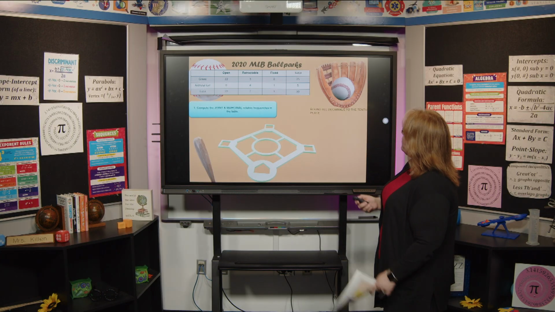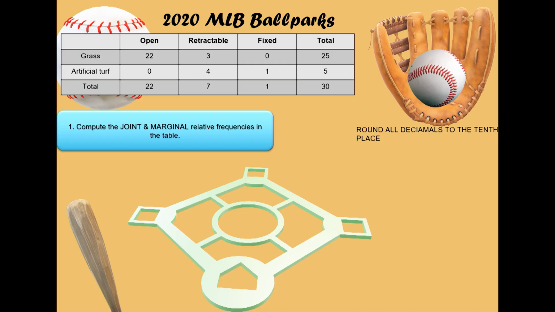All right, so here we go. 2020 MLB ballparks. We have grass, artificial turf. We have open and retractable and fixed tops. So let's see. It says compute the joint and marginal relative frequencies in the table. As you do it on your paper, I'm going to work it up here, and then we'll compare and see what we've got.